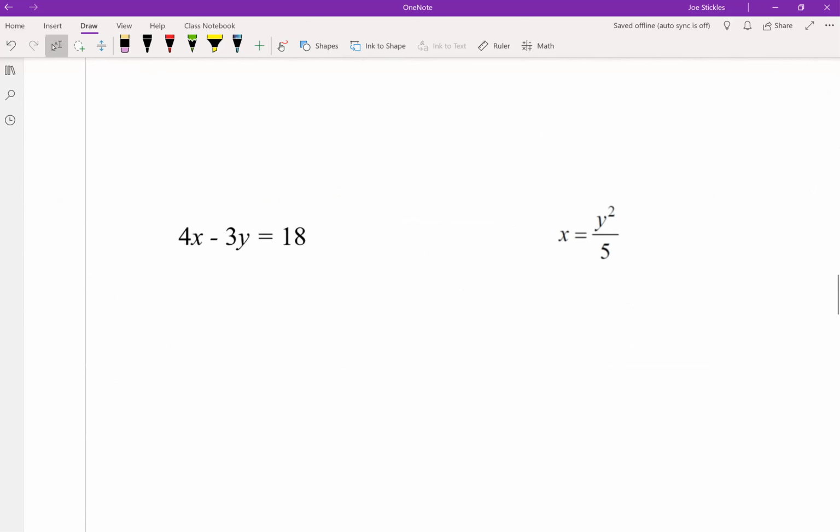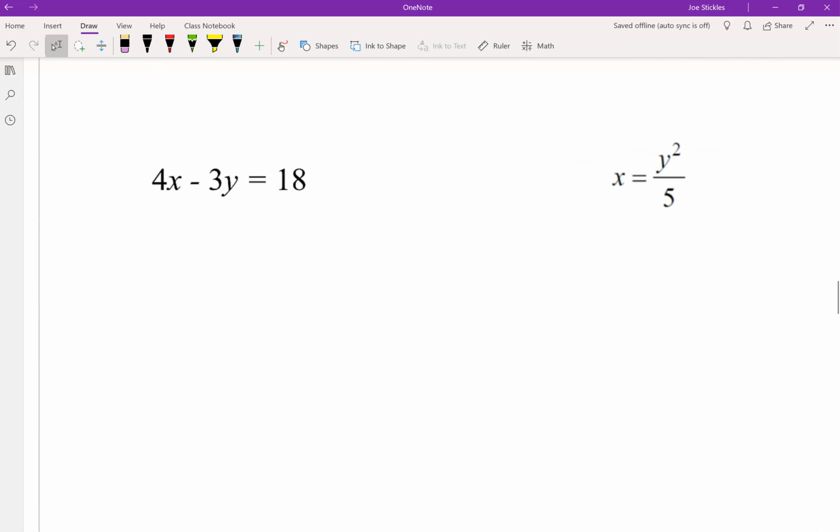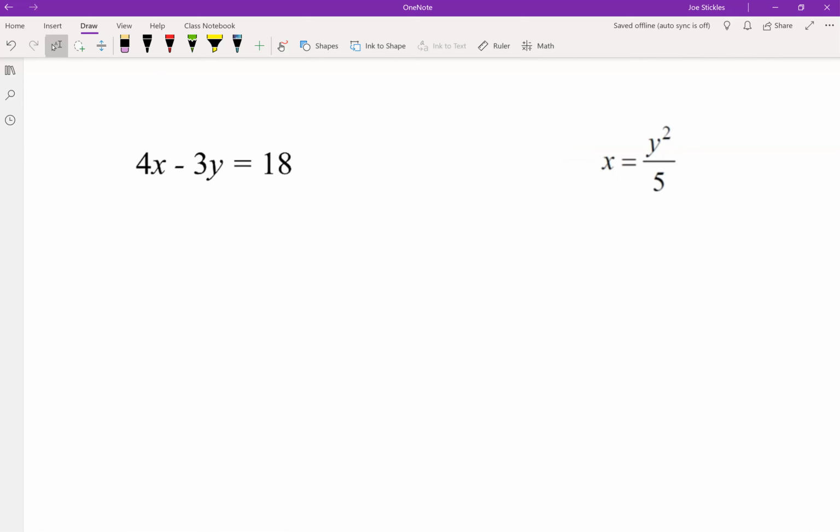Let's do a couple more here. These are, again, fairly straightforward because we're just going to plug in the different conversions. x is equal to r cosine theta. y is equal to r sine theta. So we get 4r cosine theta minus 3r sine theta equals 18.